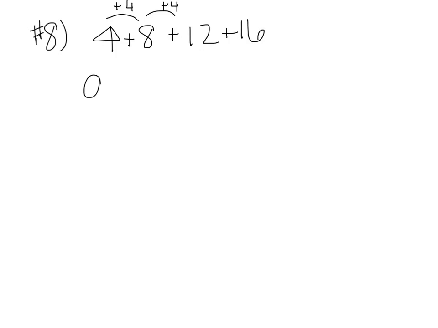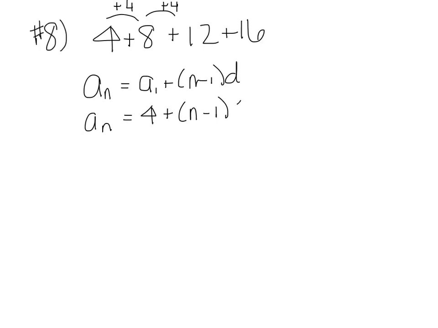All right, I'll do number 8 for you. You have 4 plus 8 plus 12 plus 16, and you're being asked to write this in summation notation. Okay? So, again, I'm going to need a definition. So the definition is going to come from knowing what D is. an is equal to a1 plus n minus 1d. That's the formula we always come back to. So an is equal to 4 plus n minus 1 times 4. So I get 4 plus 4n minus 4. That came out nice. It's just 4n.